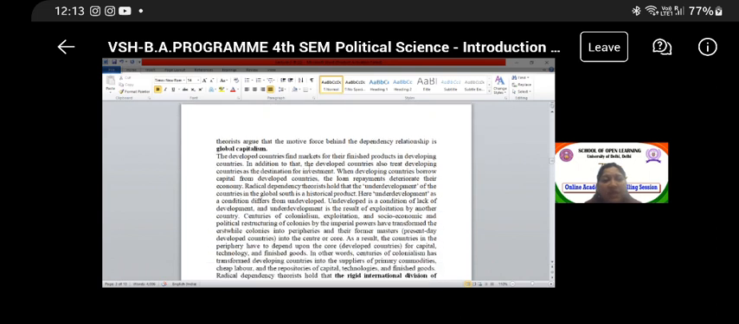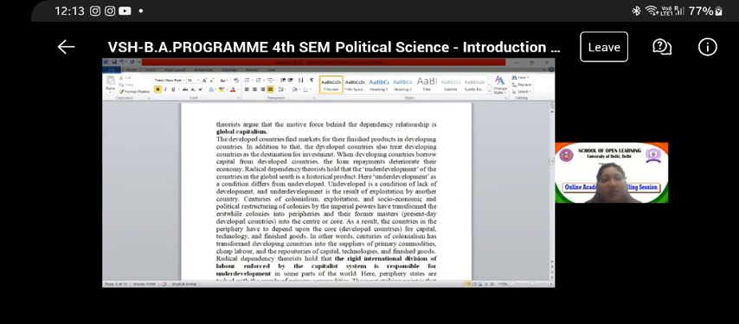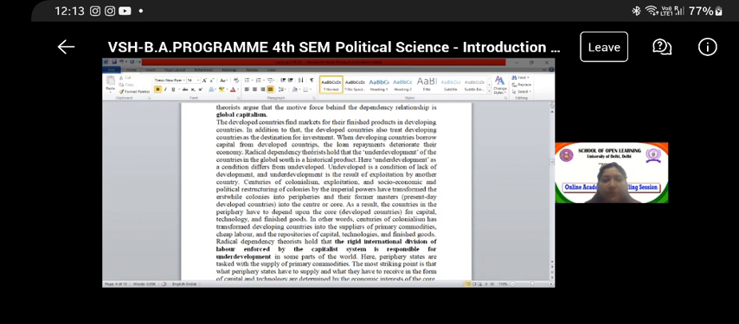The radical dependency theorists argue that the motive force behind the dependency relationship is global capitalism. Okay, so the developed countries find markets for their finished goods in developing countries. In addition to that, the developed countries also treat developing countries as the destination for investment. When developing countries borrow capital from developed countries, the loan repayments deteriorate their economy, right?